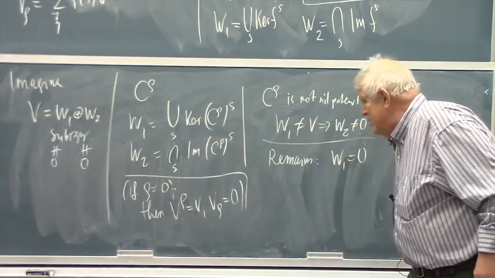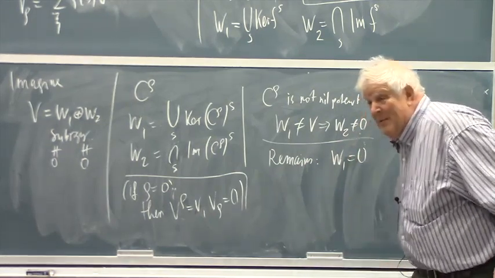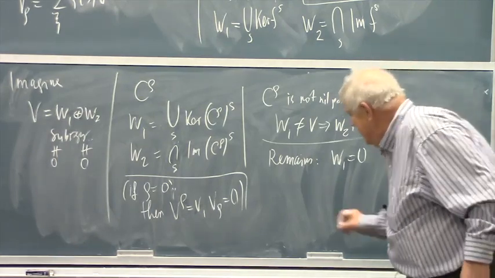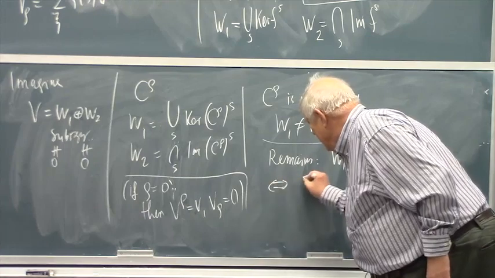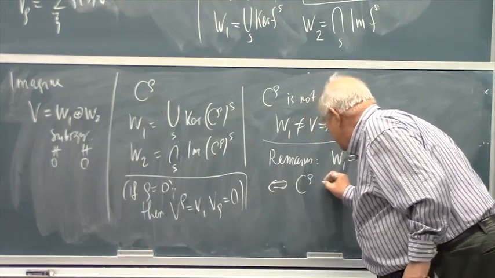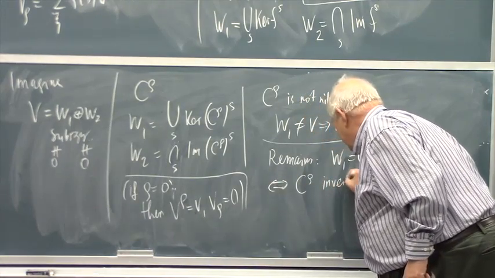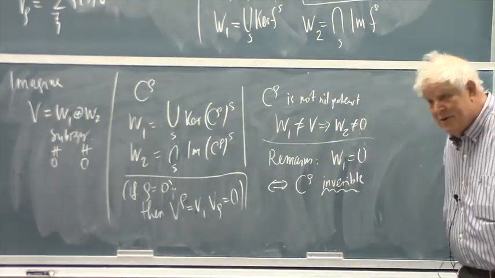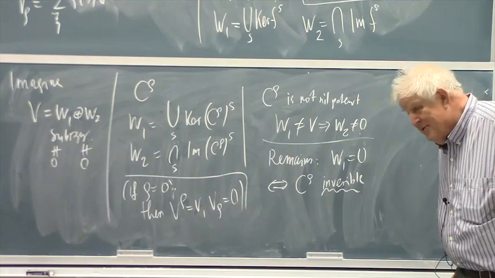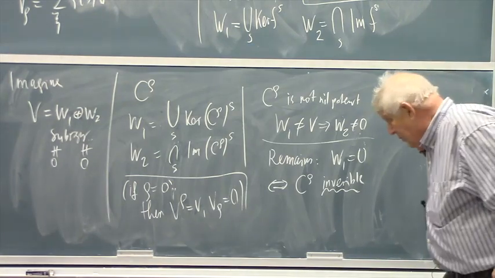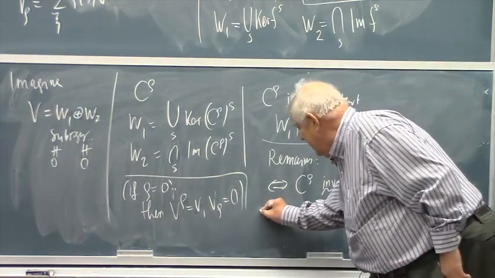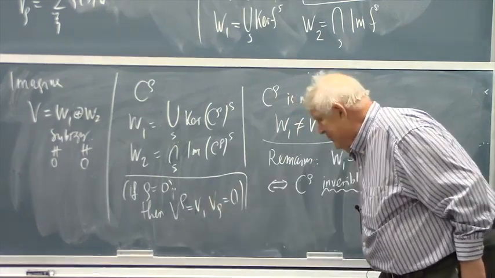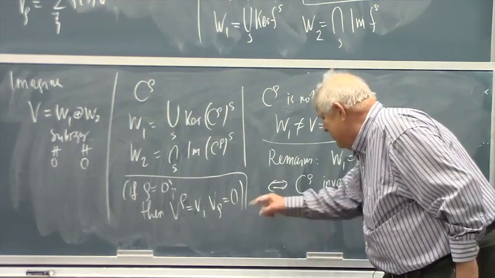When W2 is not 0. But W1 we don't know. W1 is not 0. What does it mean? This means precisely that C sub rho is invertible. So this is no zero eigenvalues. If so, I want now to compute both V super rho and V sub rho. V sub rho.